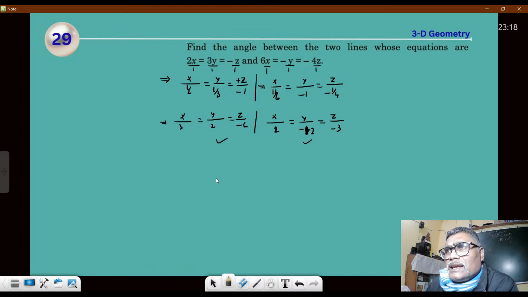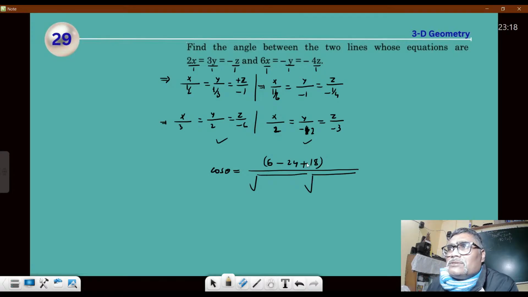So what is the angle? If you consider the angle as theta, you multiply this 3 into 2. This is 2. 3 into 2, 6. Then 2 into minus 12, minus 24. This is plus 18. Oh, you can see that this becomes 0. Right? Below you can find, only this becomes 0. So 0 means theta is pi by 2.